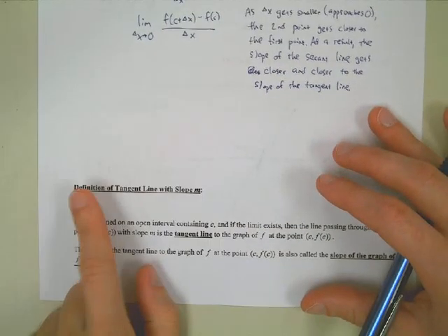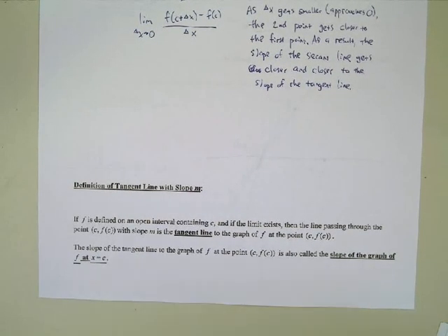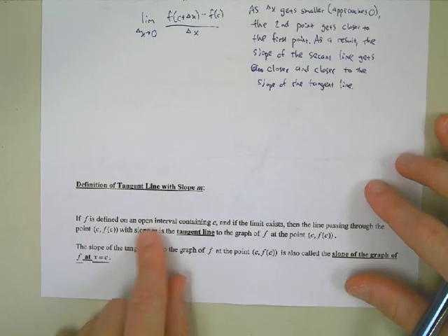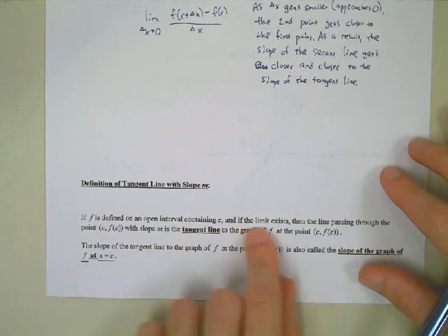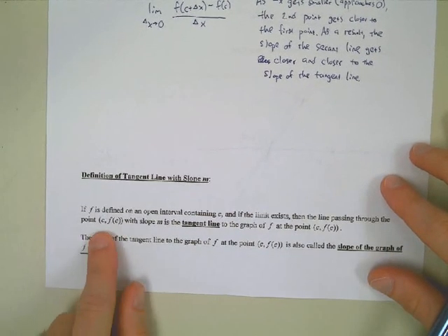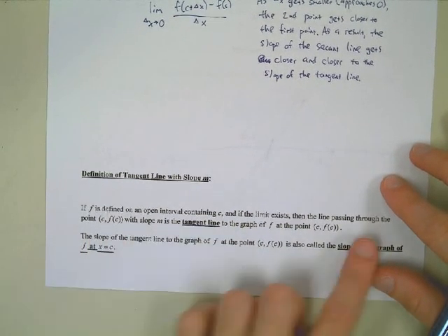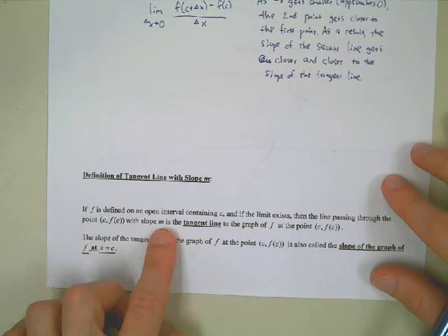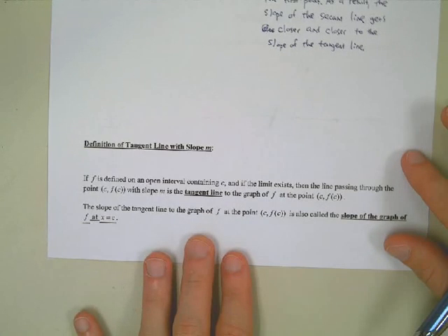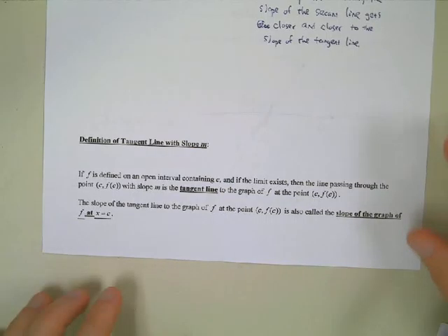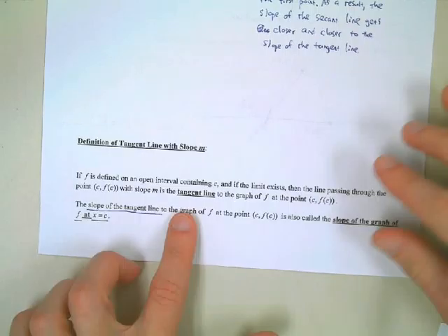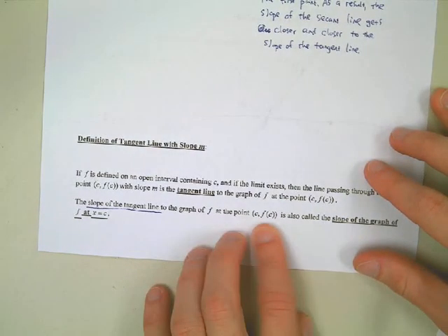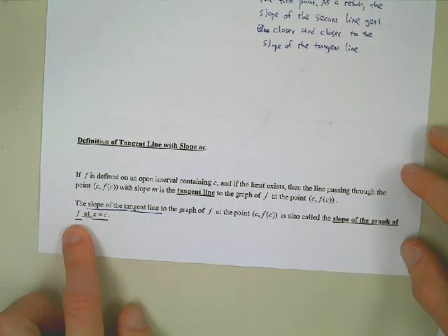Anyway, the definition of the tangent line with slope m: if f is defined on an open interval containing c, and if the limit exists, then the line passing through the point (c, f(c)) with slope m is the tangent line to the graph of f at the point (c, f(c)). Okay? The slope of the tangent line to the graph of f at the point (c, f(c)) is also called the slope of the graph of f at x equals c. So these are interchangeable, synonymous words.